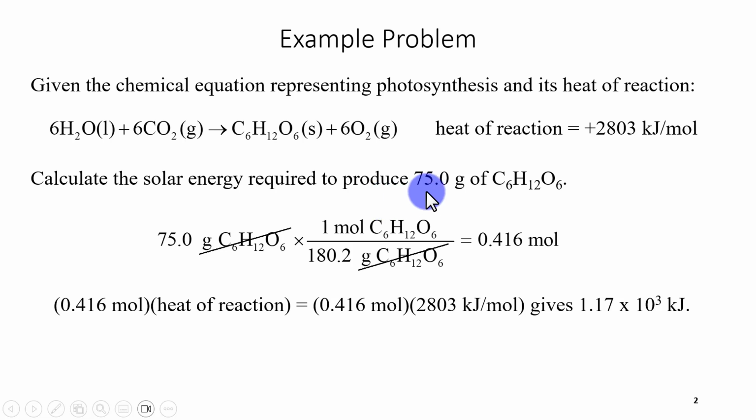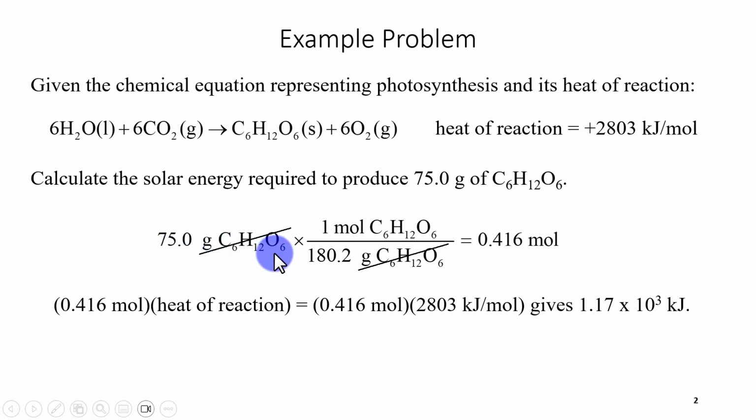Now, how do I do that? Well, I know that the solar energy is going to be given to me from the heat of the reaction. That's the amount that the reaction needs to proceed, and it's going to take that from the solar energy. However, it's in kilojoules per mole. Because it's tied to kilojoules per mole, I can use this amount of glucose that is given to me in grams and convert it to moles.